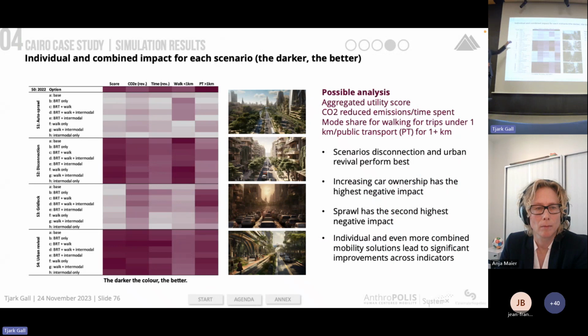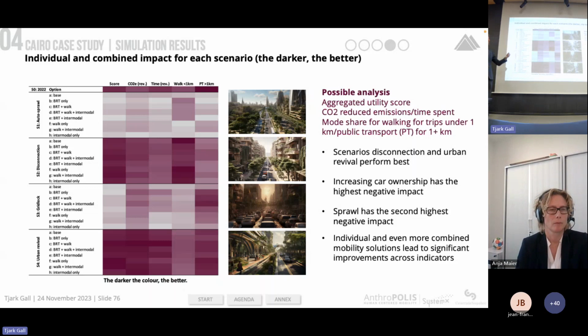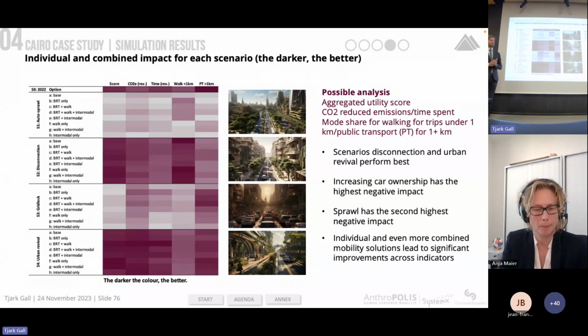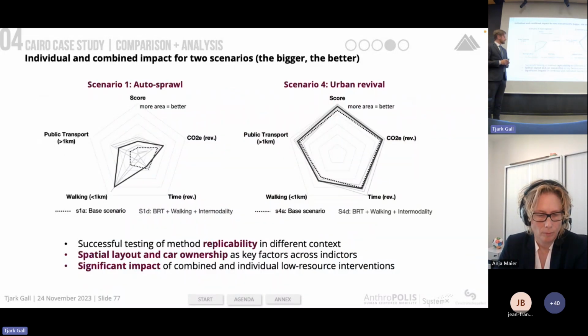We can do different analysis. We see which scenario performs better, which combination performs better. But in the end, I don't want to talk about the content too much, but more about the behind. So it permits us to see the significant difference between scenarios. It shows the impact of different solutions and so on. And it shows that sprawl is not the most effective thing and more cars are not the most effective thing, but that was also not a surprise. But let's say that was the idea behind.